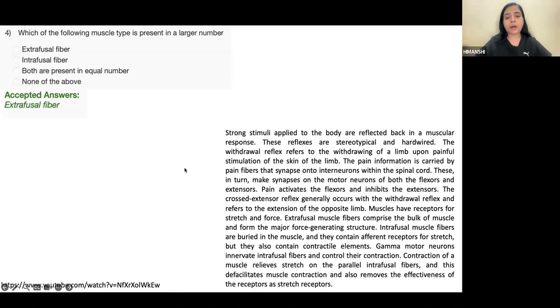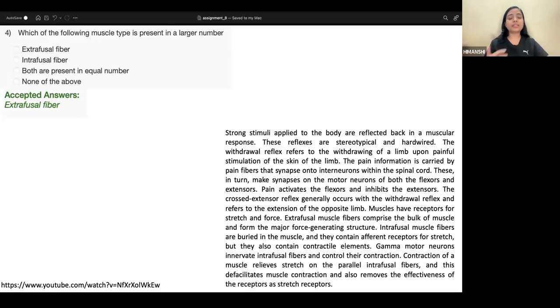And they are innervated by different types of neuron. And this is an important information. You guys should remember this: extrafusal muscle fibers are supplied with what kind of neuron, and intrafusal muscle fibers are supplied with what kind of neuron. Okay.